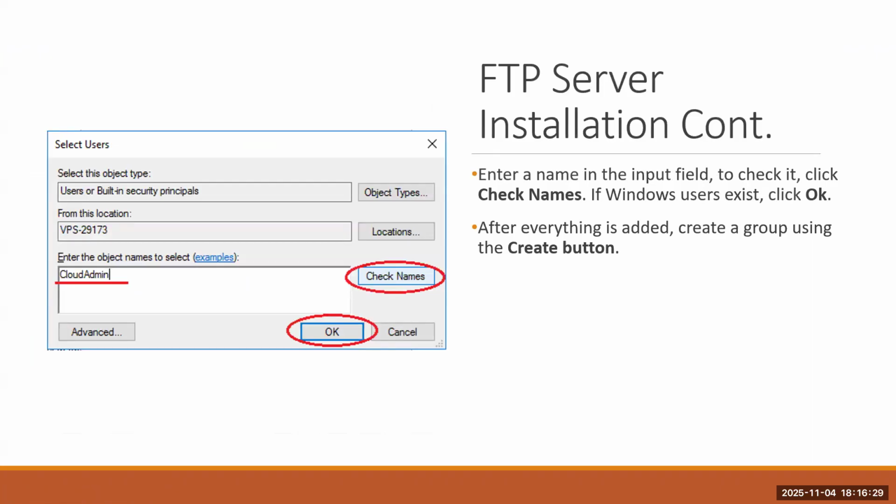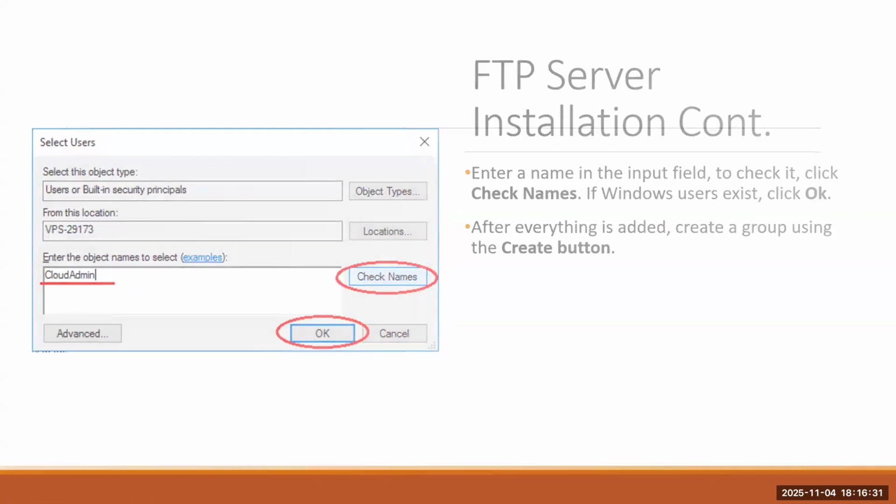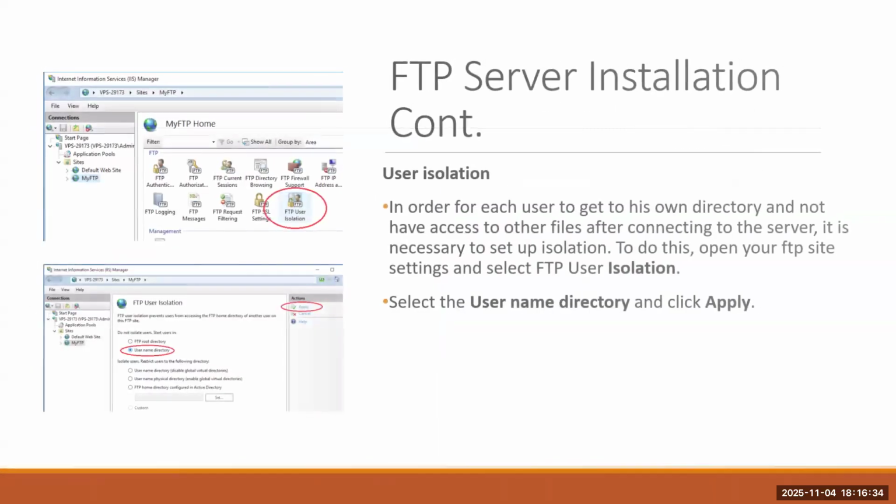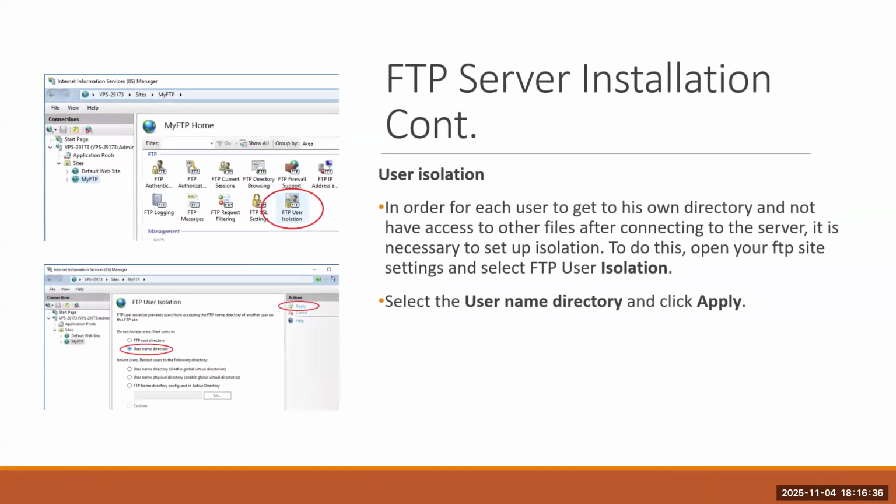After that, it takes you to this screen because it's going to check the names. You have to check the names in order to reference it within your machine. That's pretty straightforward. So in order for each user to get their own directory and not have access to other files, because you don't want to be sharing files with other people, after connecting to the server it is necessary to set up isolation. To do this, open the FTP site settings, which we will be doing, and under user select the username directory, click apply.